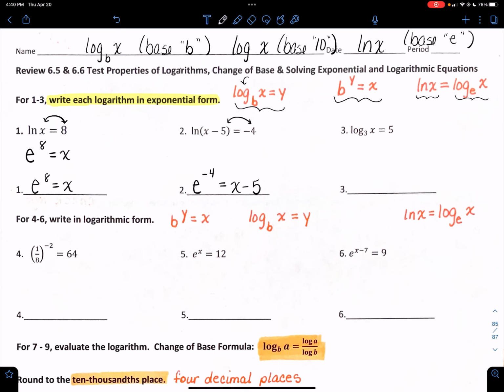Right, on number 3, this one is not natural log. This one is a log with a base of 3. So I'm going to take the base 3, and these two here will switch locations when converting forms. So 3 to the 5th equals x.